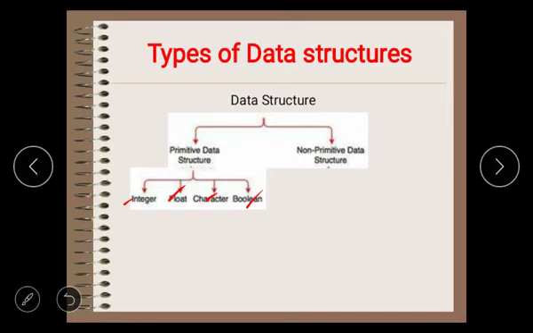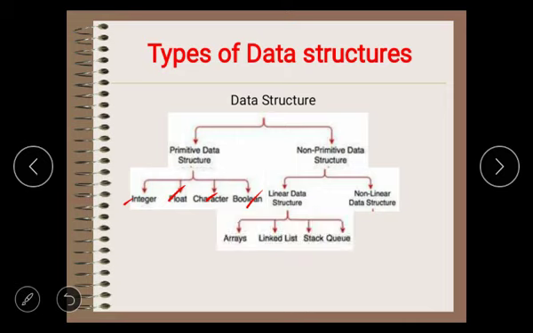In the non-primitive data structure, again it is classified into two different types. Those are linear data structure and non-linear data structure. A linear data structure arranges all the elements in linear order. That means the elements are stored in a non-hierarchical way where each element has successors and predecessors except the first and last element. And this linear data structure has some types: arrays, linked list, stack, and queues.